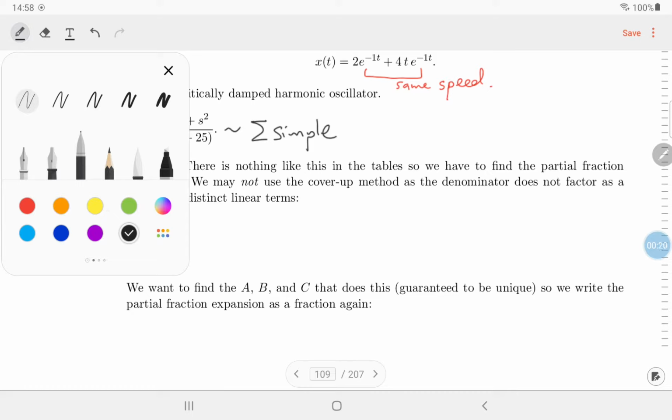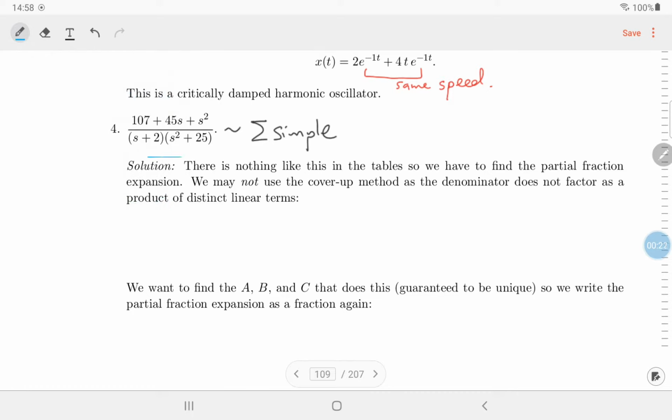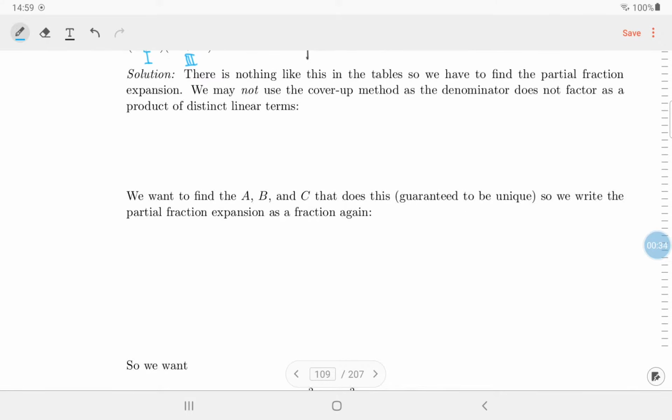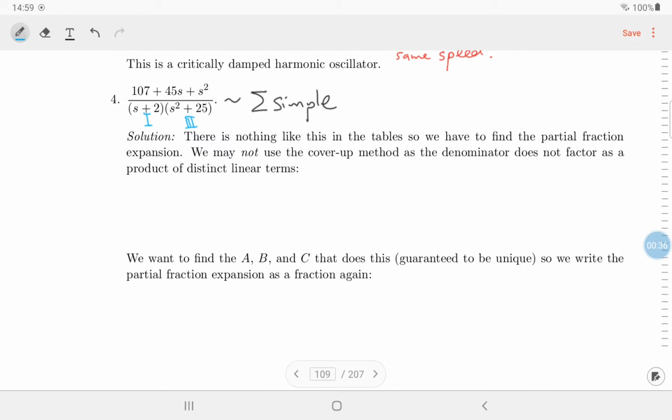Now s squared plus 25 does not factorize, and so you've got a rule 1 and a rule 3, and you cannot use the cover up method because it isn't all rule 1s. Okay, so what we're going to do is write down, we've got two factors, so there's going to be two terms.